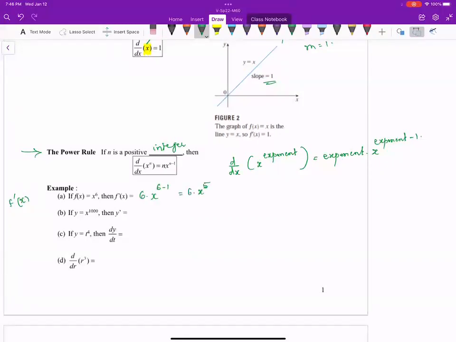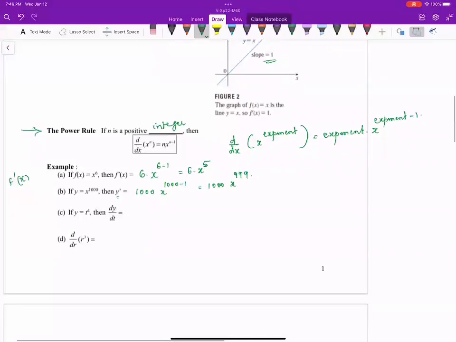y equals x to the power 1000. What is y prime, or the derivative of y? So it is the exponent times x to the power exponent minus 1. So it is 1000 x to the power 999. If y equals t to the power 4, then dy by dt.